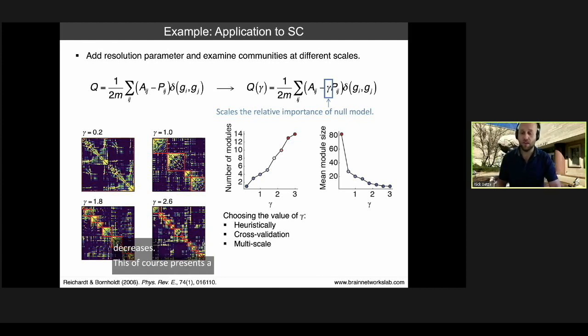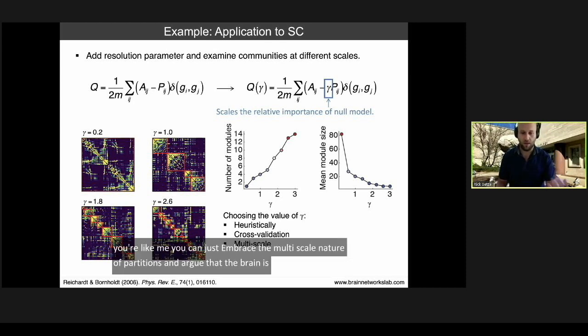This, of course, presents a challenge. If we want to do this kind of multi-scale community detection, we have added this new parameter whose value we have to fix somehow. We can do this lots of different ways, by choosing a gamma that maximizes some additional heuristic. We can choose gamma via cross-validation, or if you're like me, you can just embrace the multi-scale nature of partitions and argue that the brain is probably not well described at a single scale, but is described at different scales. There are coarse modules that describe the brain's mesoscale structure, and also fine modules that describe the brain's mesoscale structure. But the important point, from a practical perspective, is that the value of gamma equals 1, which everybody loves, and which is in fact hard-coded into some software packages, is not special. In general, you must vary gamma. There's nothing special about gamma of 1. It's important to vary that number a little bit in any application.